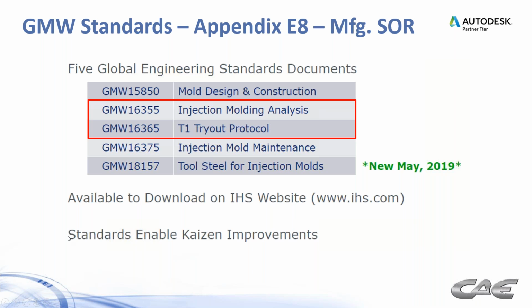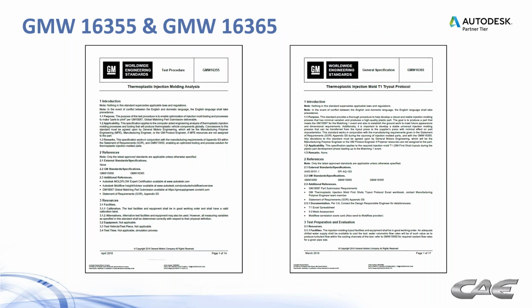And then ultimately, this is intended to enable Kaizen improvements, meaning you want to be improving over time, with the realization that things may not be perfect as you start, but over time, as you learn more and more, you improve upon the standards as time goes on. And that's exactly what GM has done. These are what these standards look like. So on the left, we have the 355 standard, on the right, the 365 standard. So it's a lot of reading, but there's good stuff in there, and it's very well done.